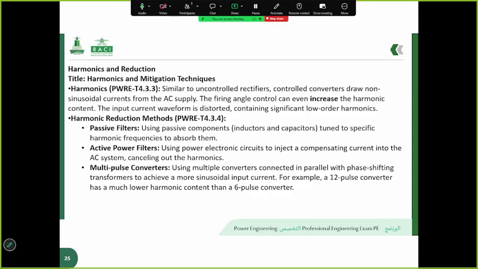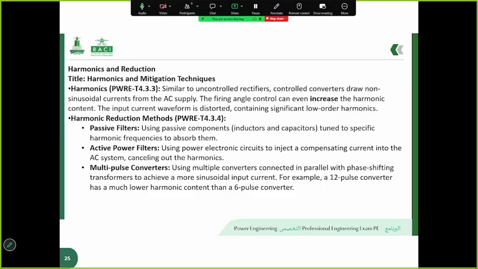So these harmonics may cause overheating, increased losses, voltage distortion, and interference with sensitive devices connected to the power system. To reduce these undesirable effects, several harmonic mitigation methods are used. As I told you before, passive filters employ inductors and capacitors tuned to specific harmonic frequencies to absorb and suppress harmonic currents.